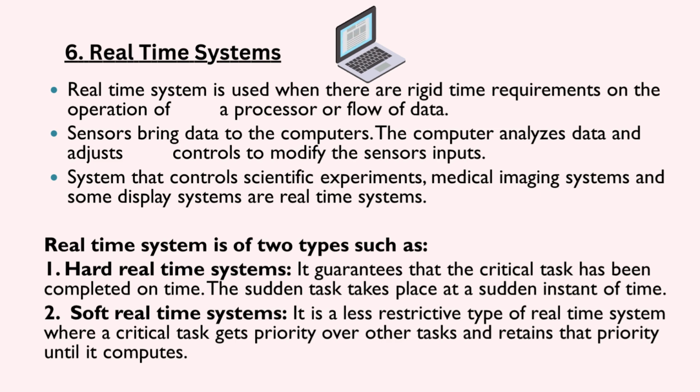Real-time systems are of two types. 1. Hard real-time systems. It guarantees that the critical task is completed on time. The sudden task takes place at a sudden instant of time. 2. Soft real-time systems. It is a less restrictive type of real-time system where a critical task gets priority over other tasks and retains that priority until it completes.